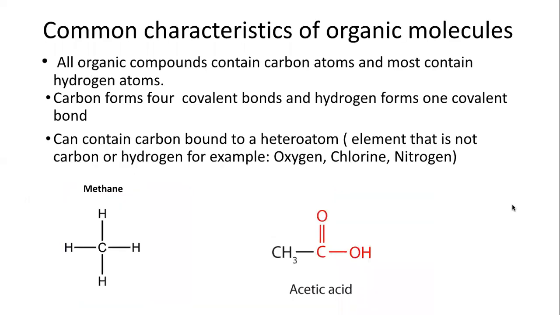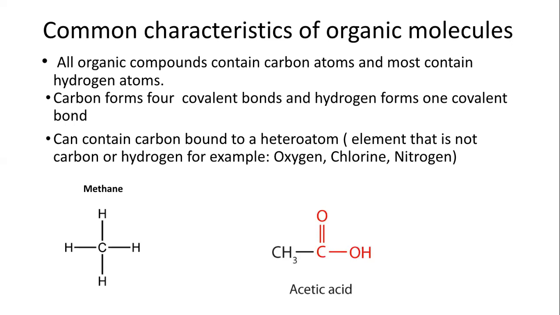So there's some common characteristics to organic molecules. All organic compounds contain carbon atoms, and most of them contain hydrogen atoms. So we are going to look at a bunch of organic molecules during this lecture, and you will note that they all have carbon and they all have hydrogen atoms. As we learned in our covalent bonding lectures, and also when we looked at periodic trends, carbon likes to form four covalent bonds and hydrogen forms one covalent bond. So you'll often see a carbon hydrogen single bond in organic molecules.